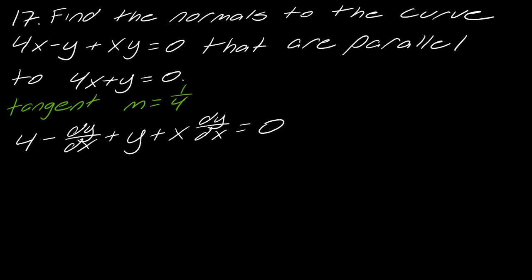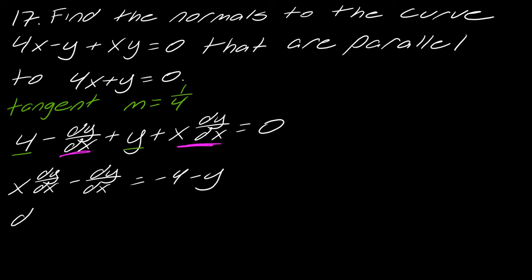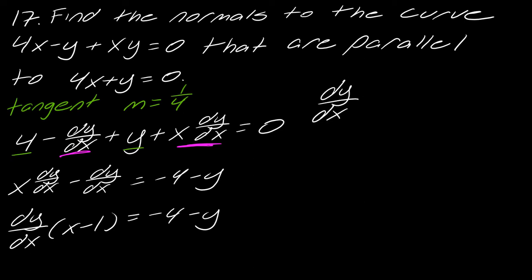So first thing I need to do now is solve for dy dx. So I'm going to put these two terms onto the other side, and then I will group together the terms that have dy dx in them. So I've got x dy dx minus 1 dy dx. This will equal negative 4 minus y. And so now I can factor out the dy dx, and then I can finish solving this to get that dy dx will be negative 4 minus y over x minus 1.